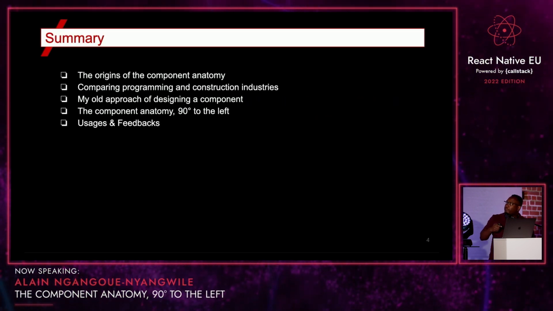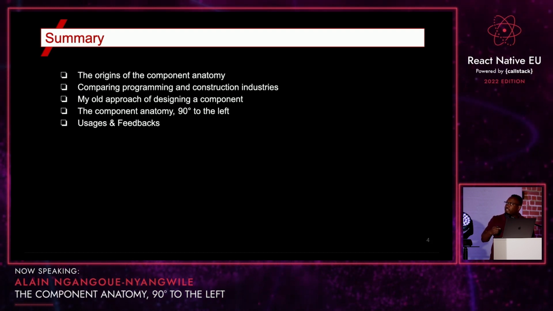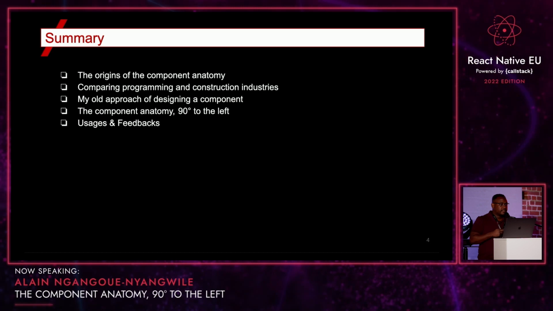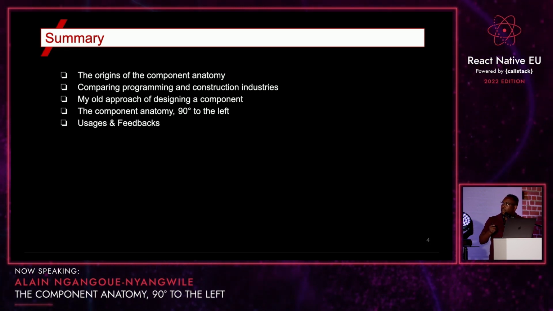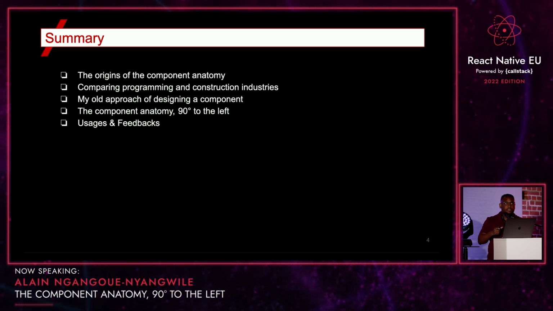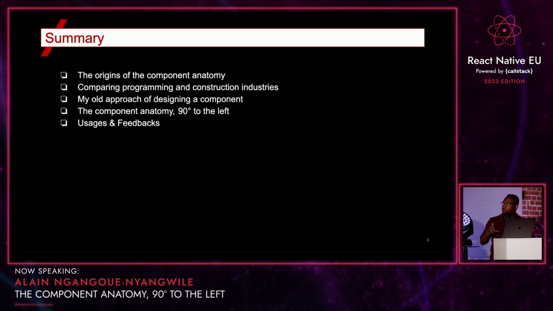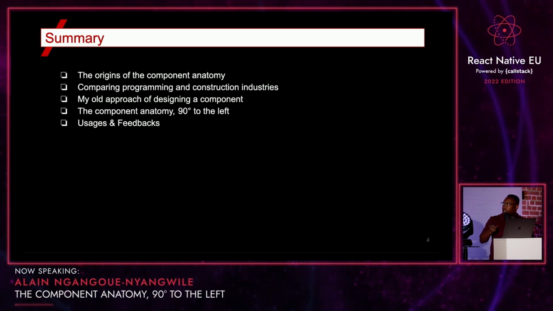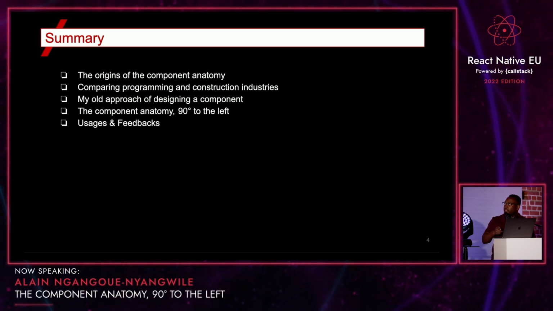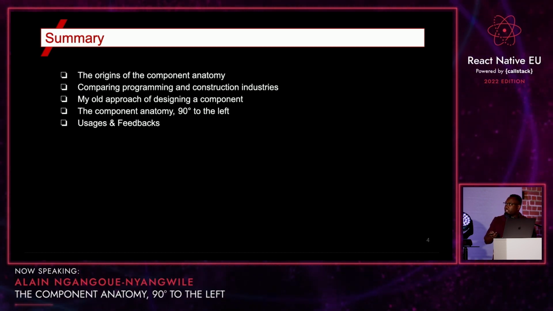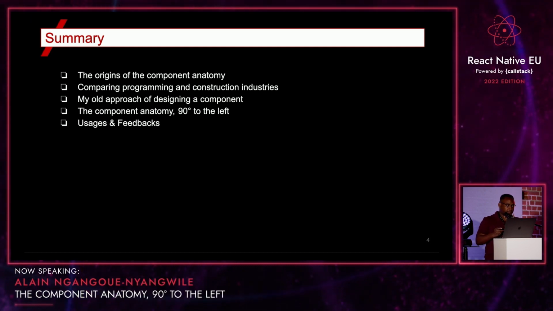So in this talk, I will start by relating the origin of the component anatomy, and then we are going to compare both programming and construction industries, because I have a conviction that developing a mobile application is quite similar to building a digital house. So I will explain you how I switch from my old approach of designing a component to the component anatomy itself. And then I will share with you the potential usages and the feedbacks I started to receive.